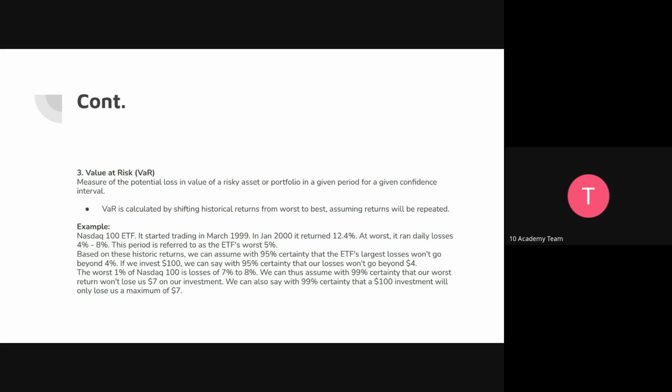As I said before, for example for the VAR, it doesn't show you losses beyond the threshold. Here, for 95% certainty, it showed a $4 loss on my $100. But when I changed the threshold, it came to 7. So this is one limitation of the VAR.